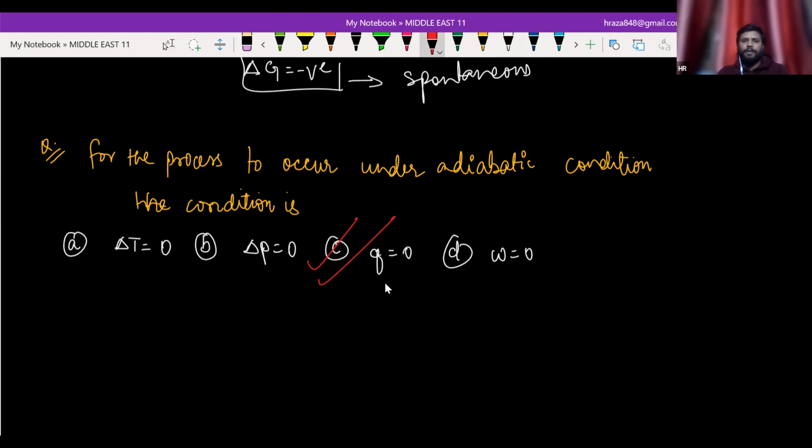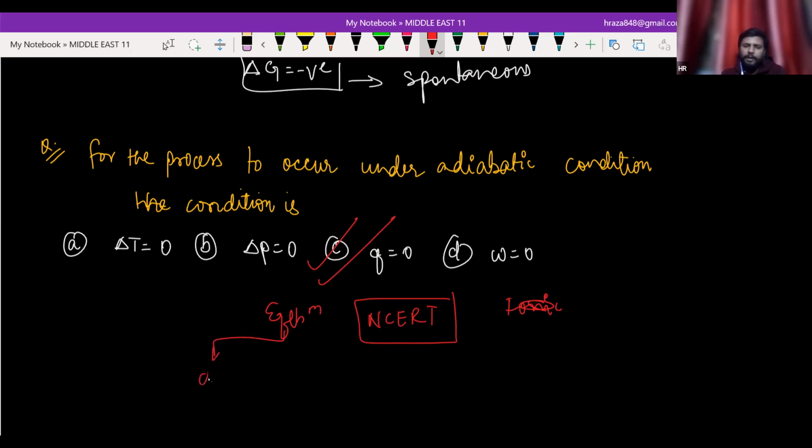Please solve all the NCERT questions. We will continue in the next class with a new chapter known as equilibrium. Basically, it has two chapters, chemical equilibrium and ionic equilibrium. First, we will study chemical equilibrium, then we will come to ionic equilibrium.